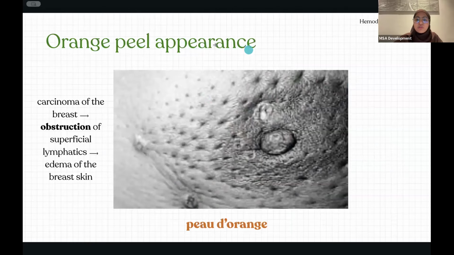Orange peel appearance, this was also repeated in the past, that's why it's green. It's called peau d'orange, and it's due to carcinoma of the breast. Just think of it this way: carcinoma of the breast invades the breast tissue, right? What's also in the breast tissue? Superficial lymphatics. Superficial lymphatics are invaded by carcinoma. It would cause obstruction, so there would be edema in the breast skin.